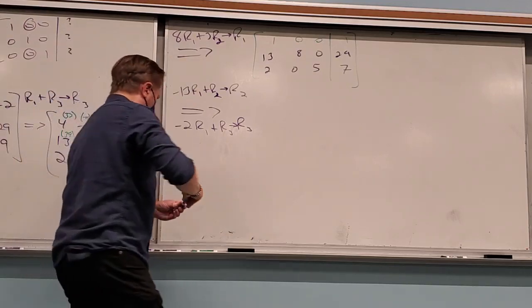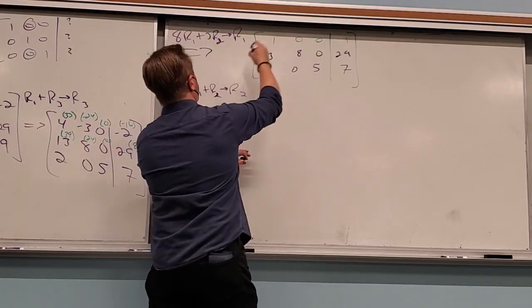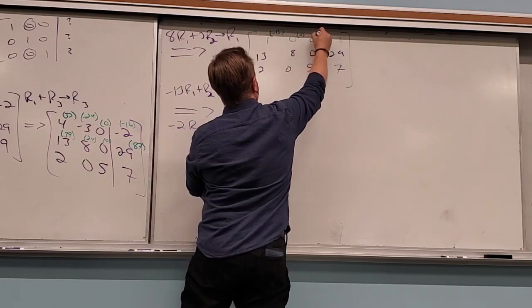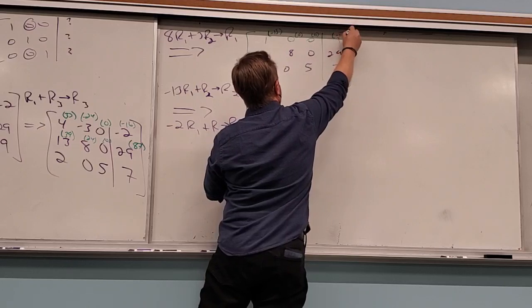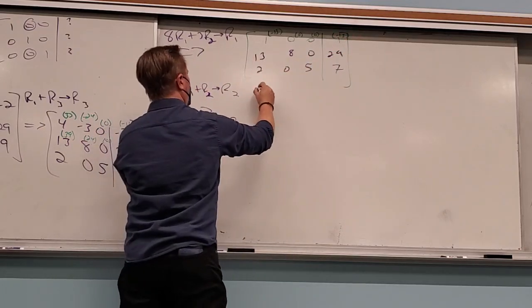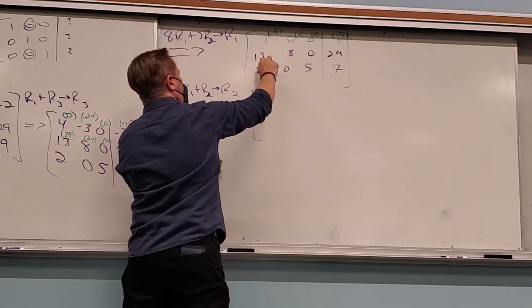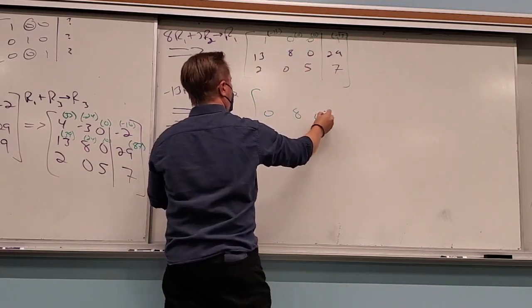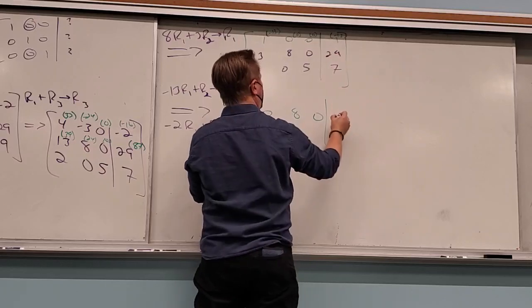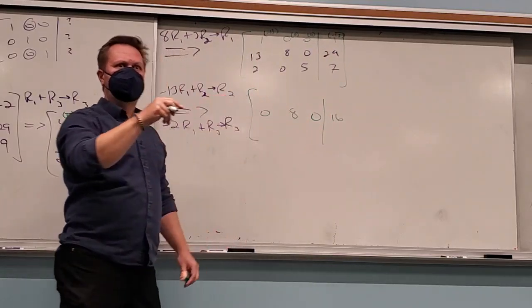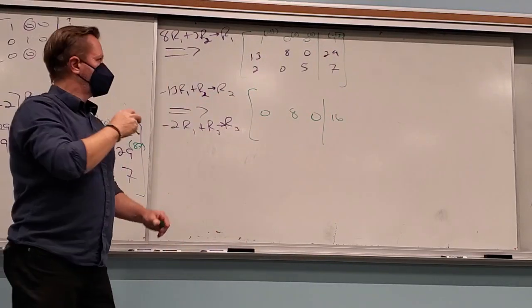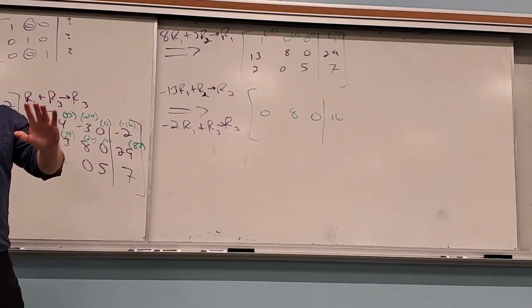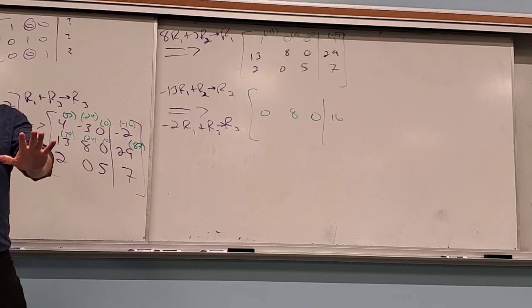Okay, so let's see. -13 times row 1 would be -13, 0, 0, -13. So I get 0, 8, 0, and -13 plus 29 makes 16. Oh, that's nice to see. Is everybody cool with that? Is everybody decently okay with that?